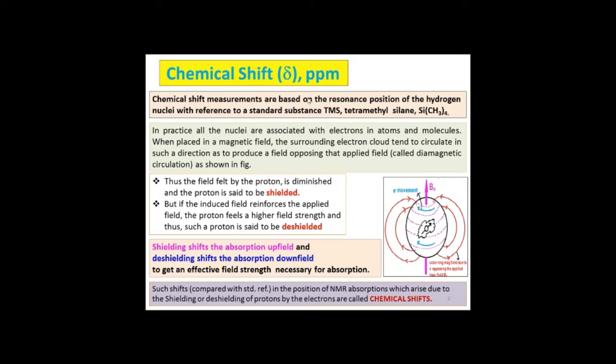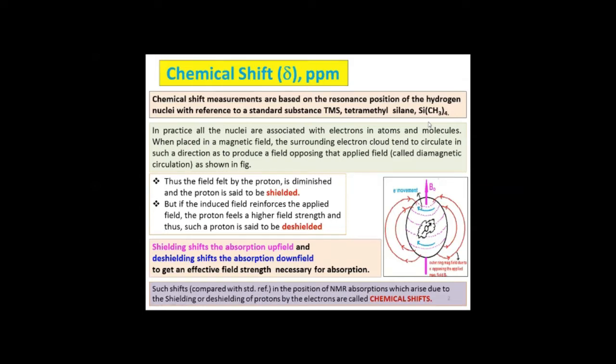So chemical shift measurements are based on the resonance positions of the hydrogen nuclei with reference to a standard substance, TMS, that is tetramethylsilane. The silicon atom is surrounded by 4 methyl groups, that is, generally 12 protons. Hence, tetramethylsilane is a highly shielded organic compound due to the presence of 4 CH3 groups.